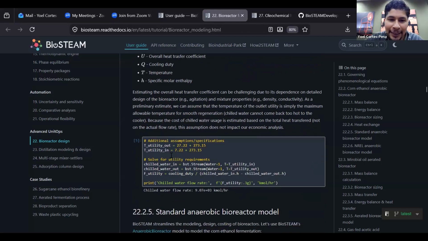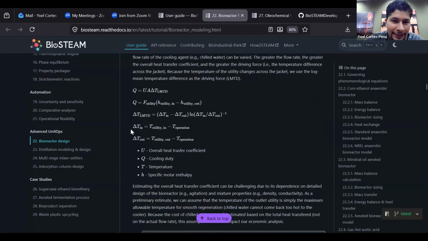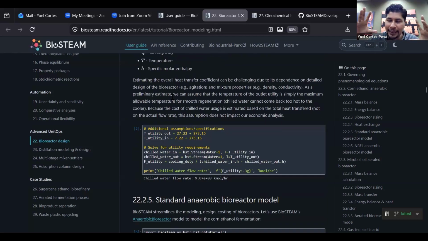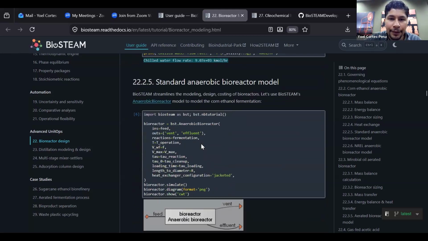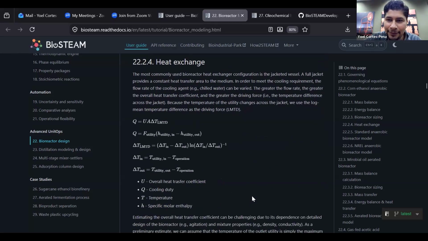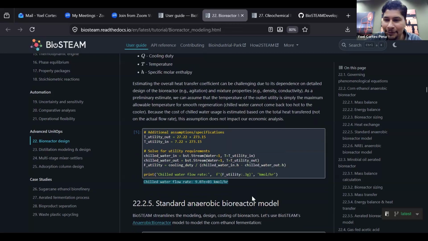So ultimately, all those additional variables that you would need to rigorously design a bioreactor don't really matter for economic analysis. And here we can get our chilled water flow rate with some additional assumptions and specifications. Please feel free to read this in a little more detail. I know first time hearing this, you might be a little confused. Like, what? We don't need to know everything about a bioreactor? The truth is, you don't.